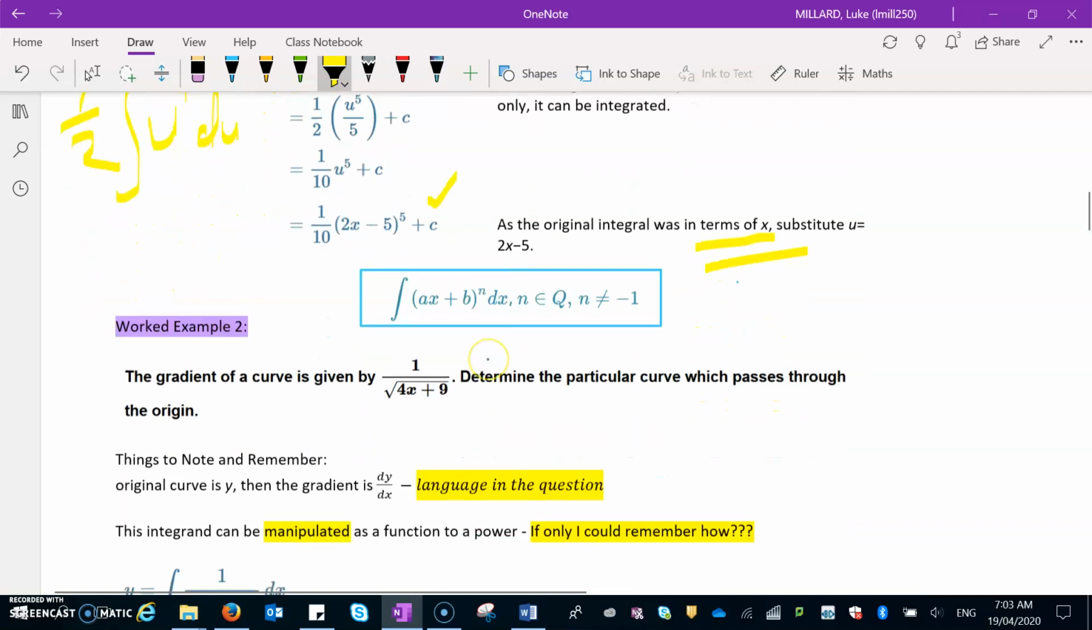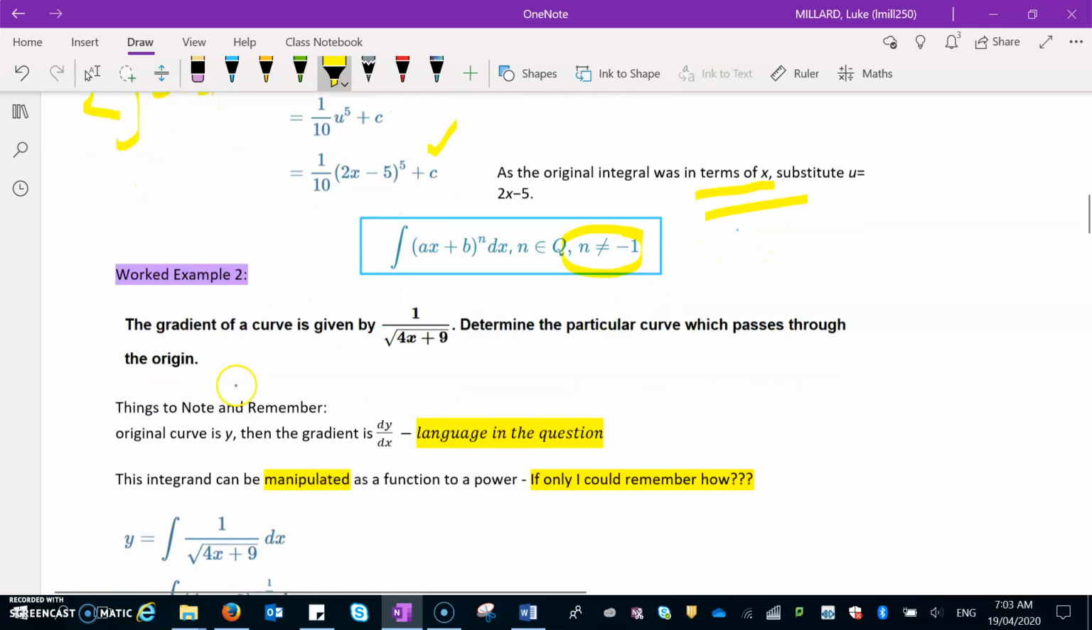Our second worked example is going to look at our particular integral function in terms of n, but in this case, n is an element of Q. Again, hopefully you remember that Q refers to rational numbers. The only case we're not going to look at is when n is equal to -1. That will come in worked example 3.